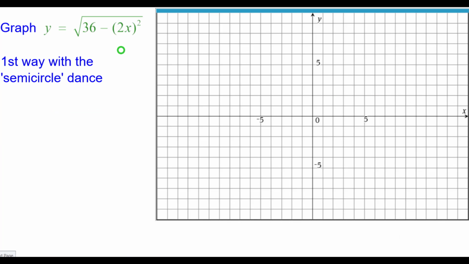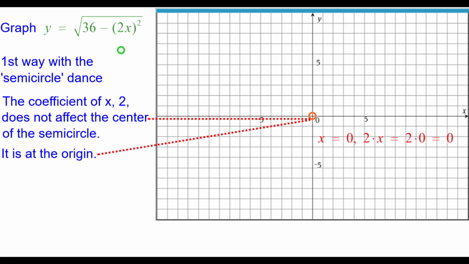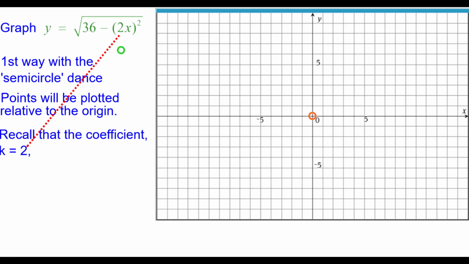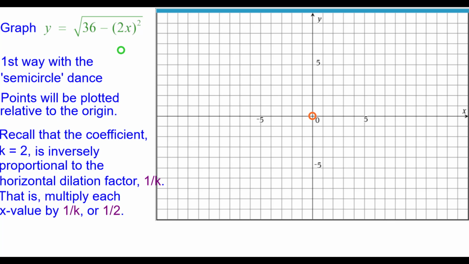The first way is with what we call the semicircle dance. The coefficient of x, which is 2, does not affect the center of the semicircle, which is normally at the origin, because when x is equal to 0, 2 times x is also equal to 0. Recall that the coefficient k equals 2 is inversely proportional to the horizontal dilation factor. That is, we multiply each x value by the reciprocal of that value, which is 1/2.